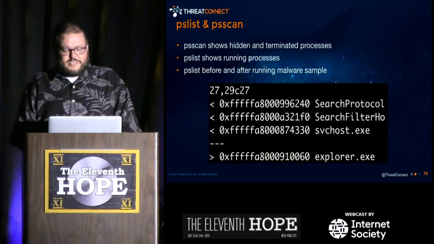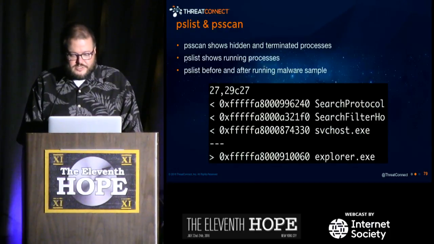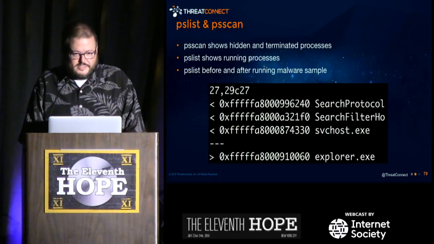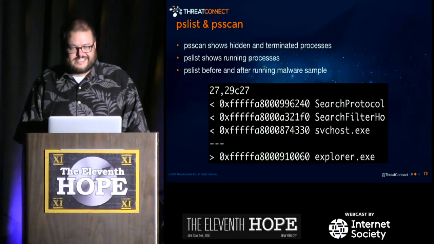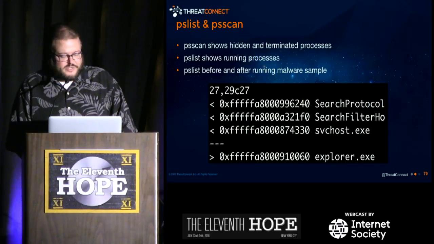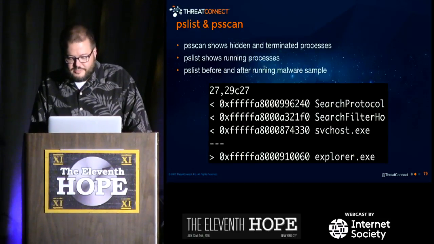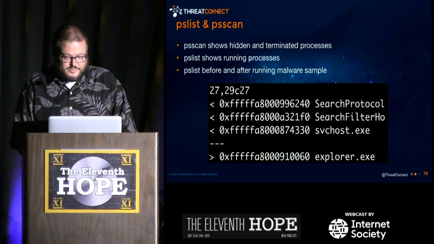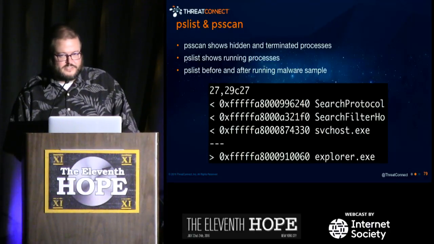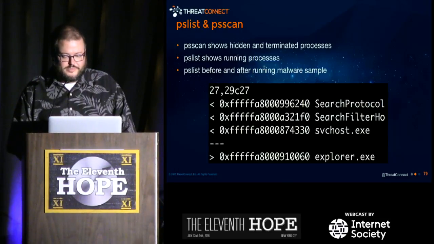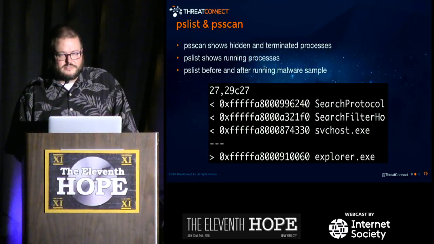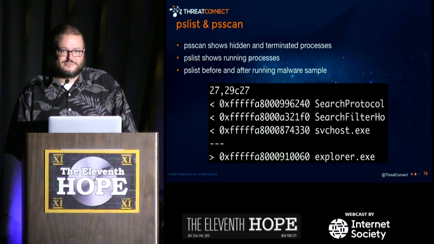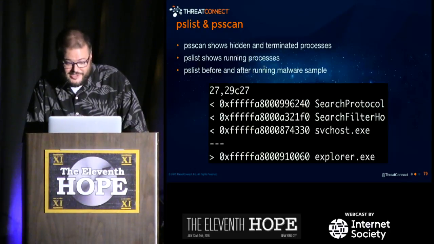So PSList and PSScan are tools that you can use to look at the processes that are running in a memory image. What I did was I took a memory image of the clean VM, and then I compared it to a memory image of the VM after the malware had run. The top entries, search protocol, search filter, service host, are naturally occurring in an operating system. But I double-clicked on a piece of malware, and it wasn't Internet Explorer, but now Explorer.exe is running. So something is going on.